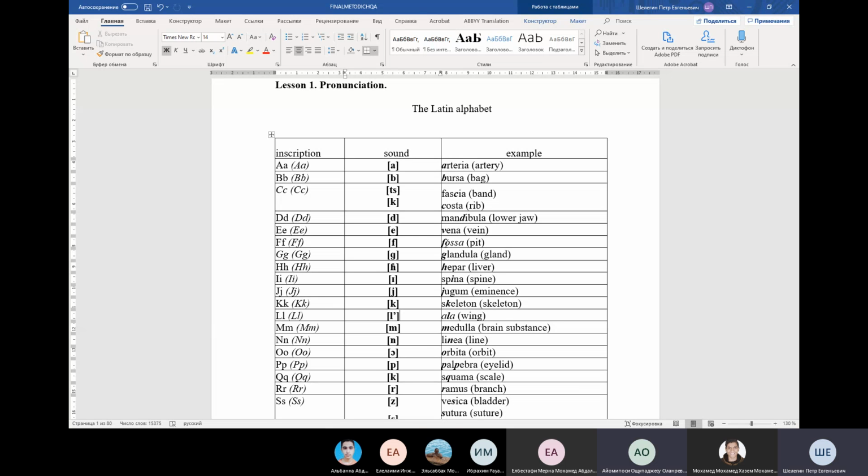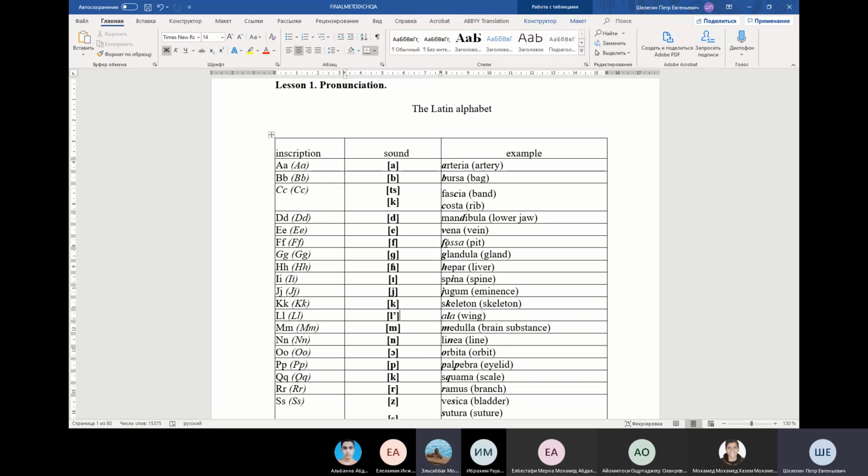Next one is the l, which is always soft, as we already know. The wing in Latin will be an ala. Ala. Great. Correct.